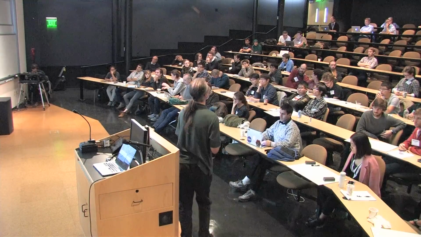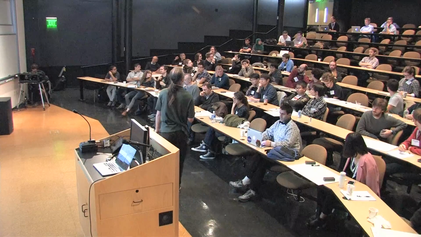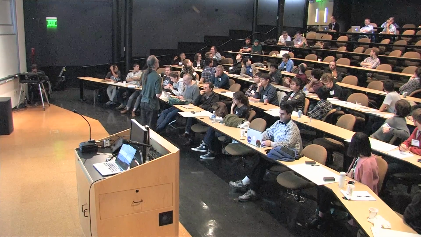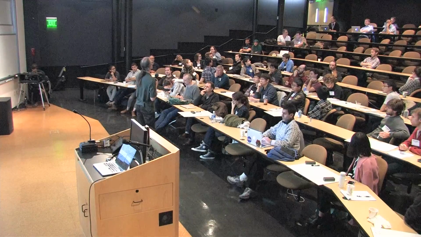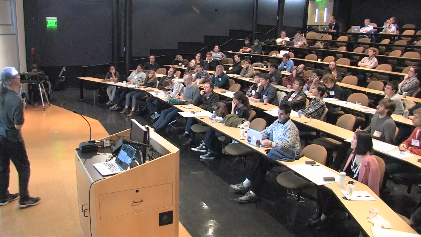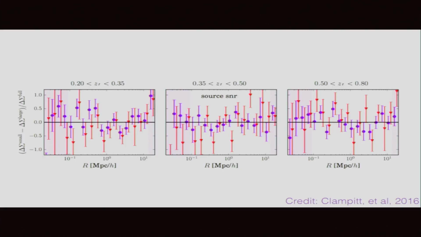So when you split your source sample by signal to noise, you also correct for selection bias? Yes, so you need to be careful in the choice of your signal to noise ratio to make sure you're using a signal to noise ratio that's insensitive to shear, which most of them are not, and I will talk about that too, but that is a great caveat for this one.